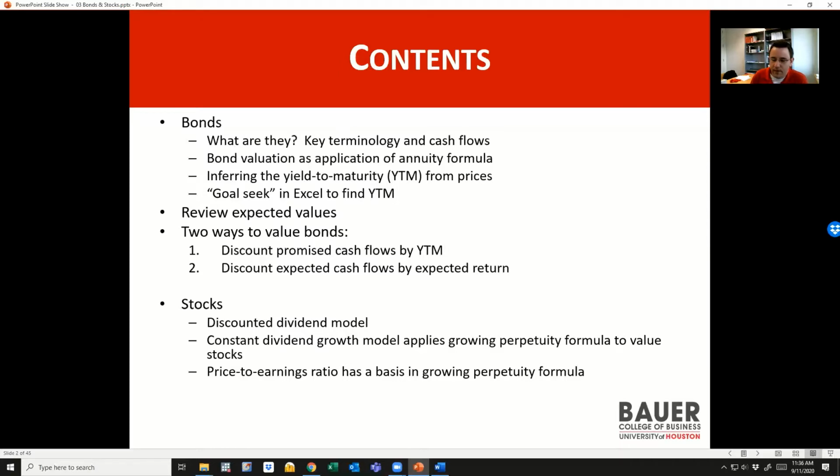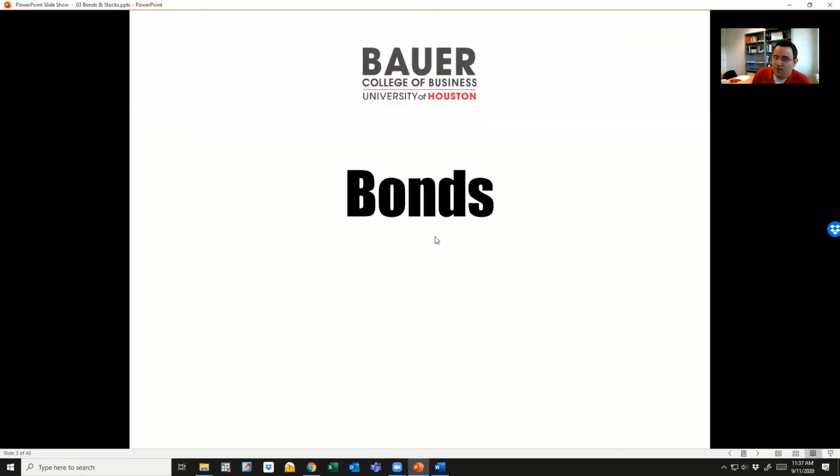And we'll see that this PE ratio can be derived from the constant dividend growth model. So when people talk about the price earnings ratio, what they're really doing is modeling the company as a growing perpetuity, and that lets you think about the fundamentals of the company. You can think about the dividends, the growth rate of the dividends, the discount rate on the dividends. That all gets summarized in the price to earnings ratio. So that's where we're going. We're going to start with bonds.